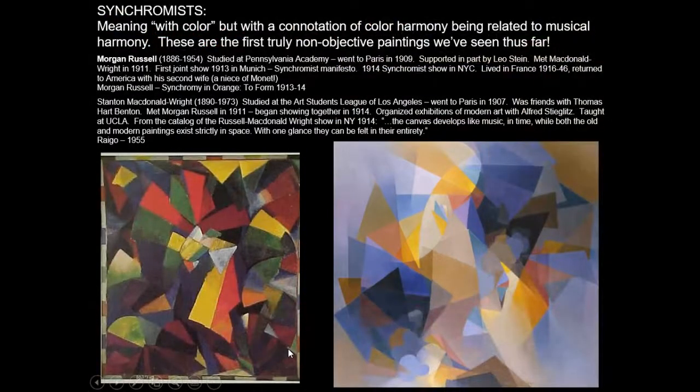This last example is the style of the synchromists. And these were American artists who were trying to do something completely new and very abstract. Their idea was to synchronize, combine color with sound. So they wanted the paintings to evolve in your mind over time, just the way it takes time to hear a piece of music. So it's about harmonizing the colors and causing this experience that would take time to look at, just the way it takes time to hear a piece of music. Morgan Russell on the left, Stanton McDonald Wright on the right.